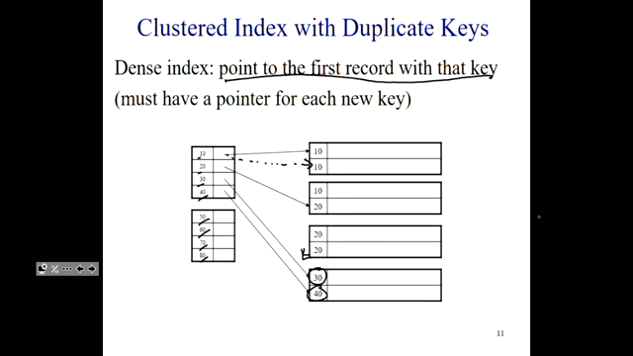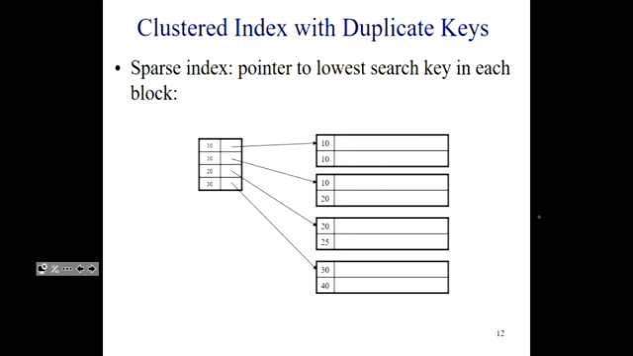Okay. All right, so what if instead of a dense index you wanted a sparse index? Here one candidate would be to have a pointer to the lowest search key in each block. So does this work or not? That's the question. Does this satisfy our needs, or are we going to run into some trouble?